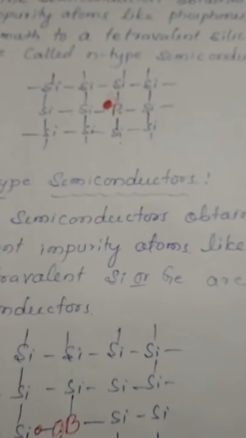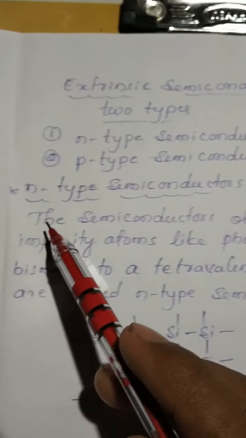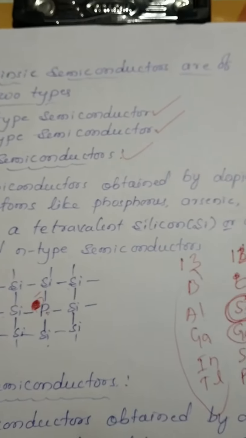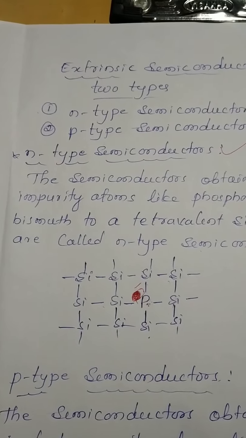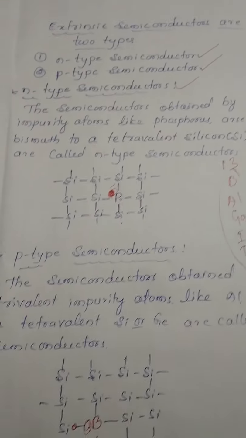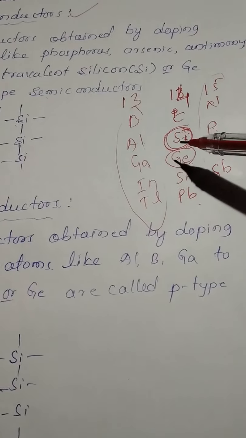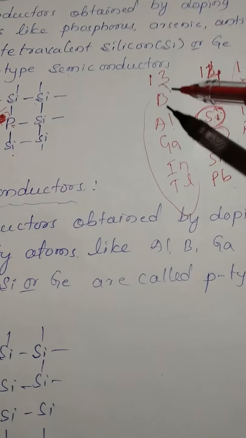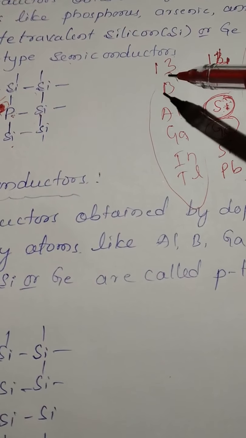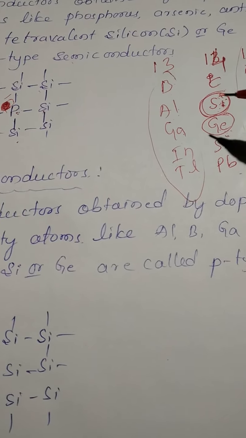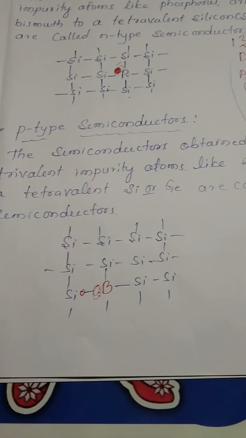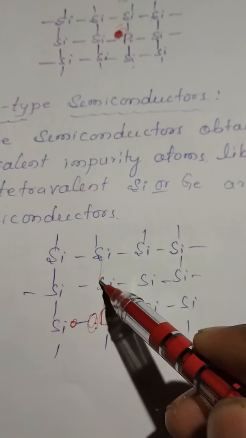Then p-type semiconductors. See here, the semiconductor obtained by doping impurity atoms like phosphorus, arsenic, antimony, bismuth to tetravalent silicon, germanium are called n-type semiconductors. P-type semiconductors: when silicon or germanium is doped with electron deficient impurities such as boron, aluminum, gallium, then we get p-type semiconductors.